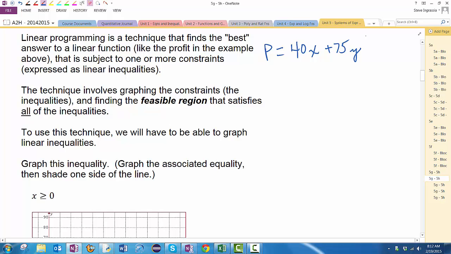Linear programming will find both the best and the worst of any linear function that's subject to one or more constraints. Our constraints here were you couldn't use more than 240 hours of finishing or more than 600 hours of woodworking labor. Now, the technique involves graphing the constraints, those are the inequalities, and finding the feasible region that satisfies all of the inequalities. That should sound familiar to you because we did that in our lesson 6 or 5F right before you got this day off for cold. So before we start doing it for linear programming, let's just review.